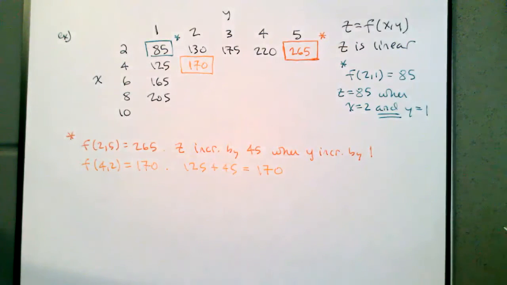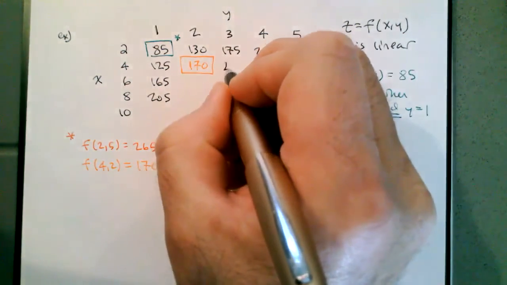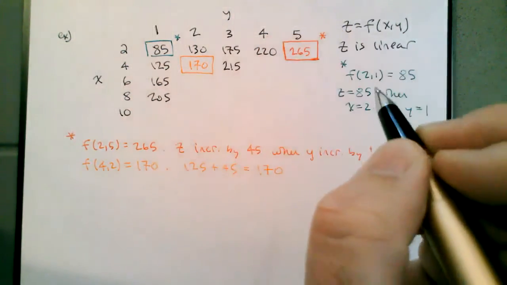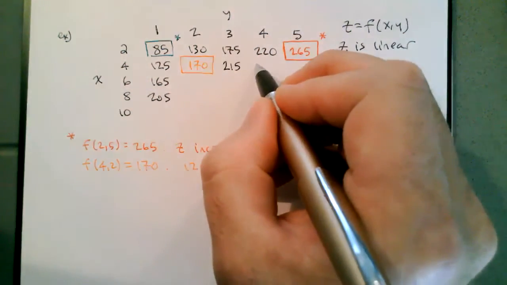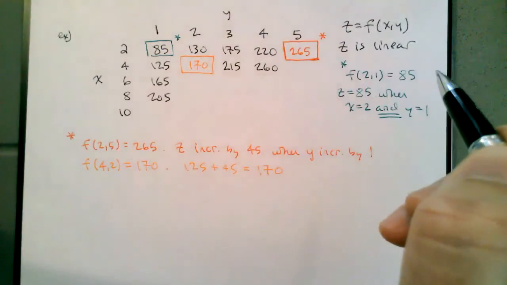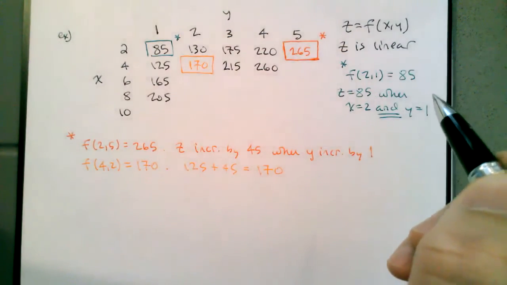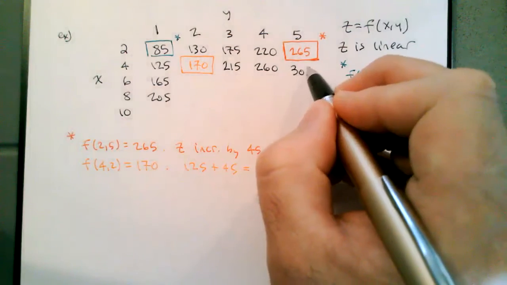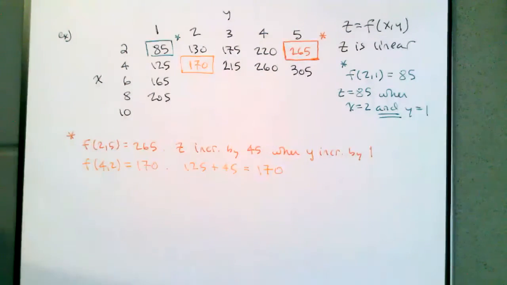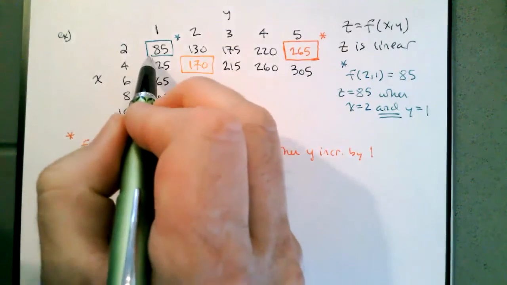So 170 plus 45 is 215. And then we'll have 260. And then we'll have 305. We're just following the pattern that z increases by 45 when y increases by 1. Any questions?